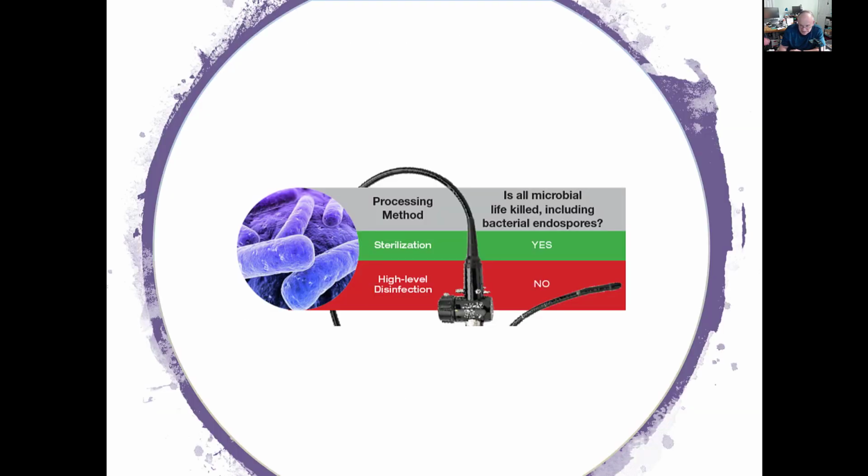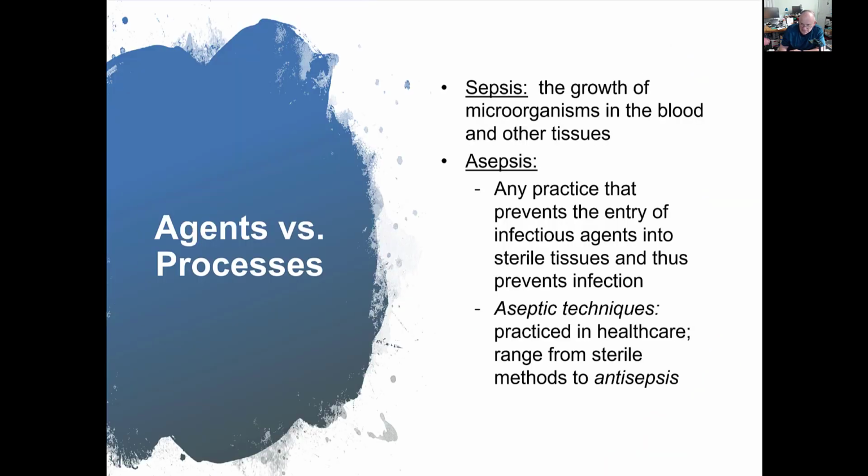So the process method is sterilization. All microbial life is killed. High-level disinfection is a process, but it doesn't necessarily have to kill endospores. Unless you know for 100%, they'll say no. If in doubt, say no. That's kind of a rule. Anyhow, sepsis is the growth of microorganisms in the blood and other tissues.